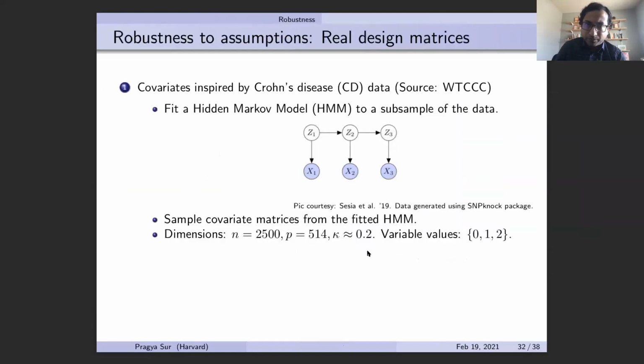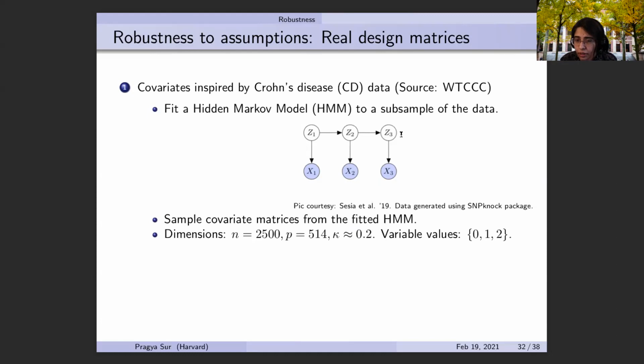Okay. So here, the setting: I'm going to try this out on two real-data-inspired design matrices. The first one is inspired by the Crohn's disease data. The source is WTCCC. What we do is we take a part of the data and fit a hidden Markov model to a subsample of the data. So what's a hidden Markov model? This is extensively used in modeling these kinds of genetic data sets.